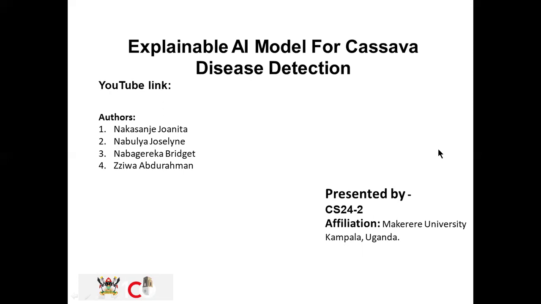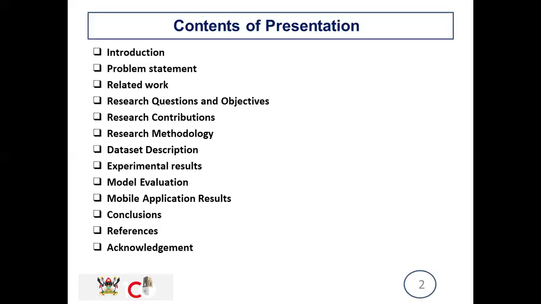Good evening, everyone. This is group 2, and our project is about an explainable AI model for cassava disease detection. The previous models have been available, but not explainable. That is the reason why we chose cassava.